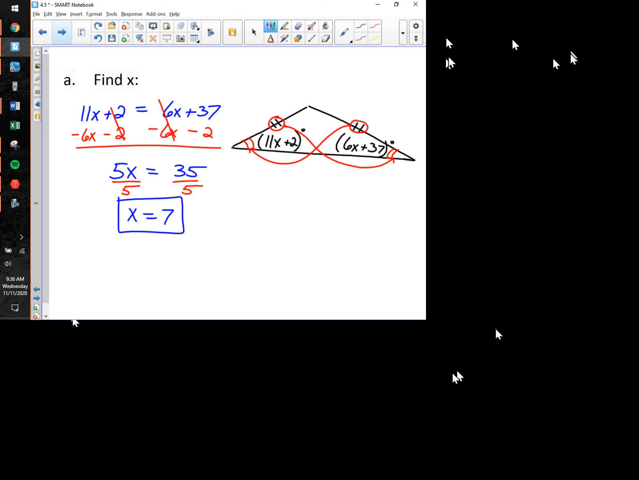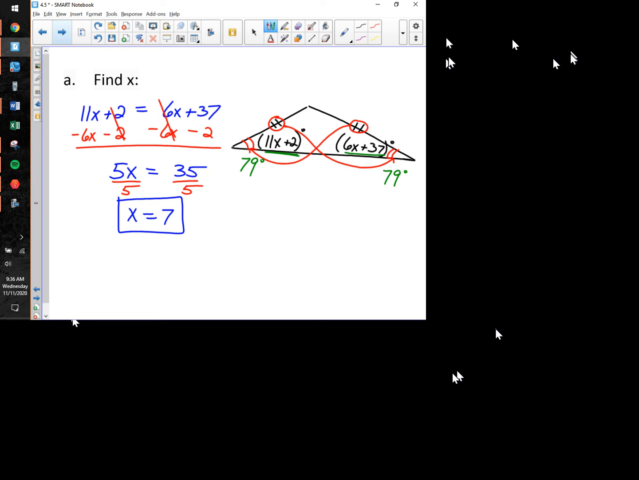Never a bad idea, though, to plug that value back in and make sure you see what you expected to see. If x is 7, then let's find that angle measure right there. 11 times 7, last I checked, was 77, and 77 plus 2 is 79 degrees. Over here on the right, 6 times 7 is 42, and 42 plus 37, sure enough, is going to get us 79 degrees as well. Now guys, I didn't think real carefully about this problem when I made it. Those 2 angles right there certainly could be 79 degrees, but they don't look like 79-degree angles to me.